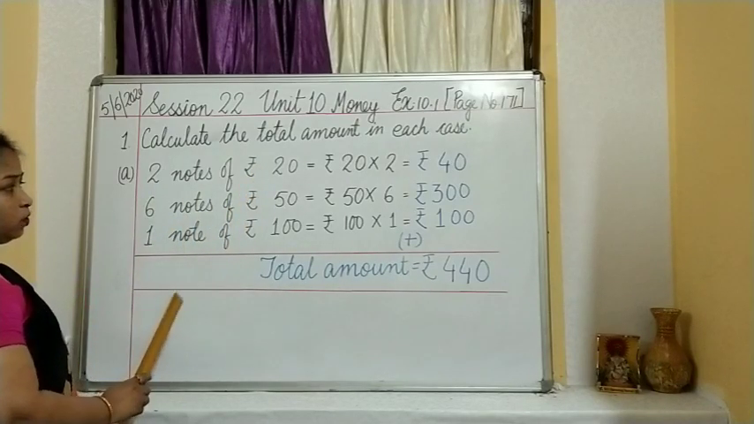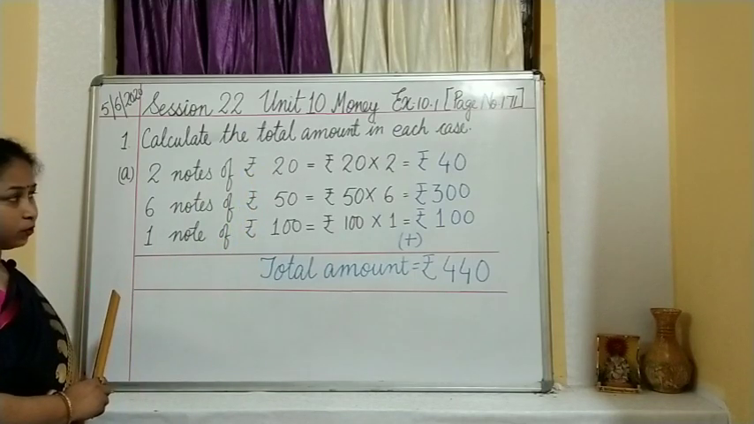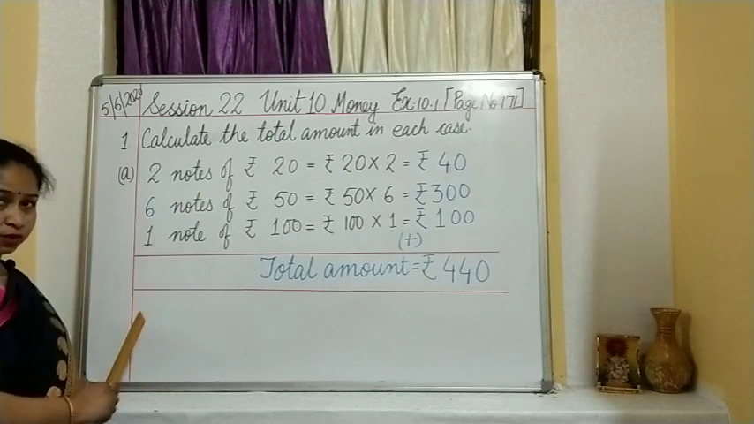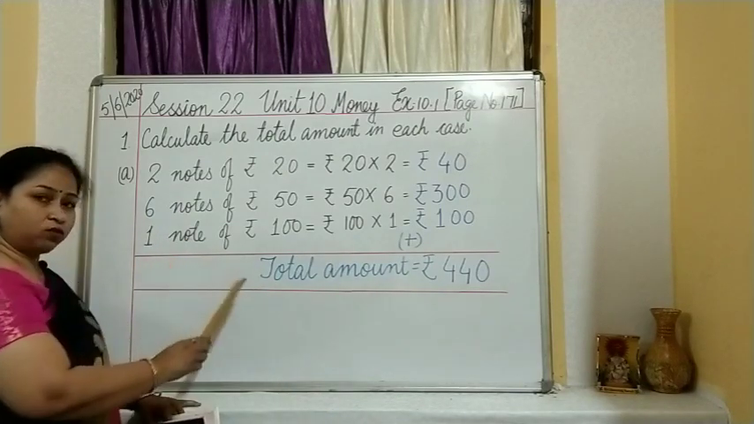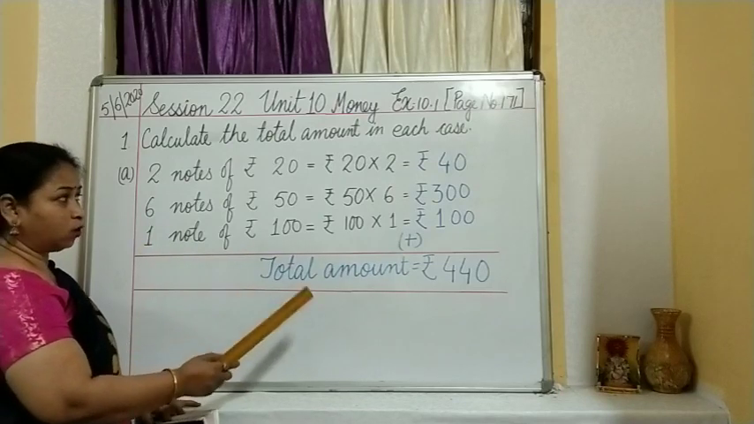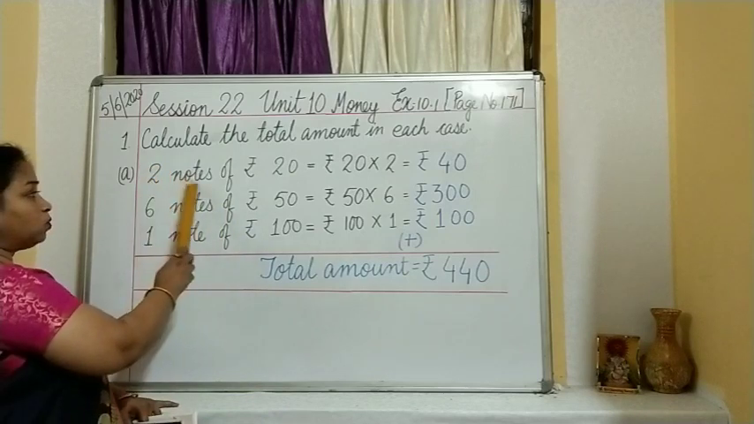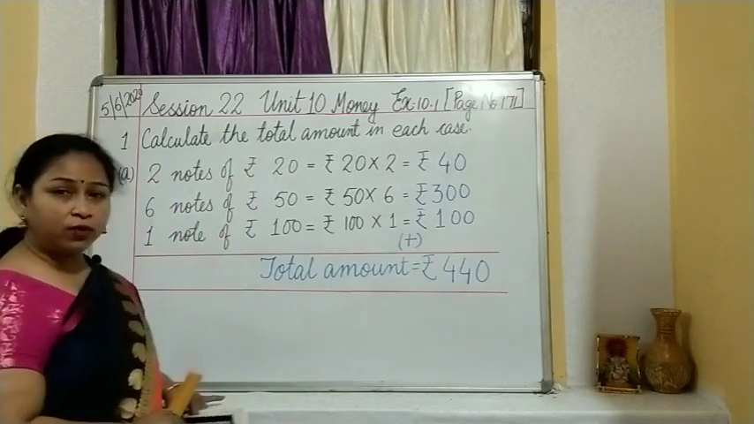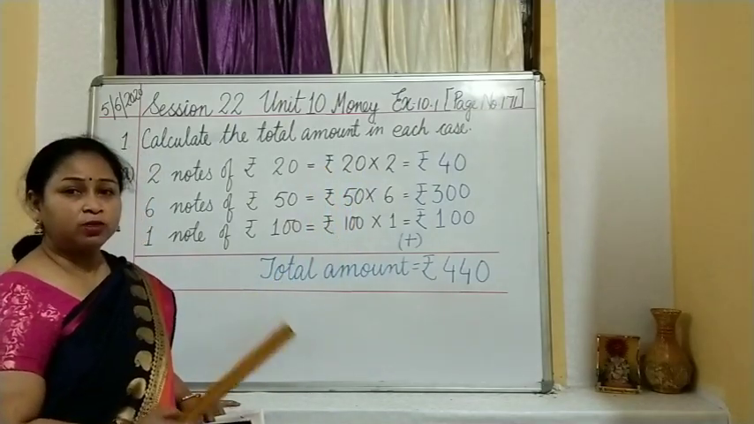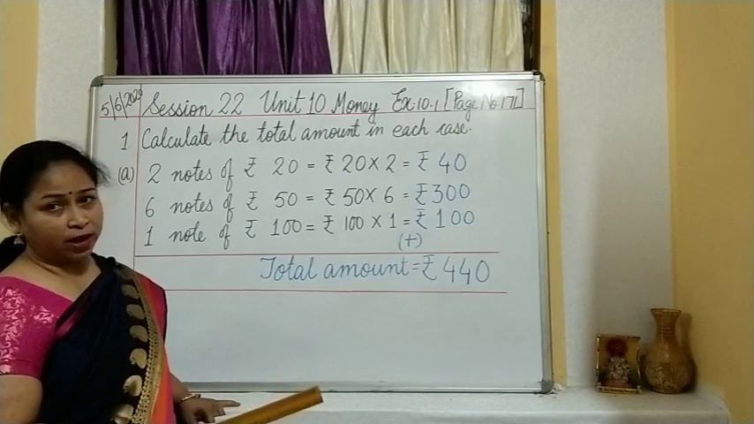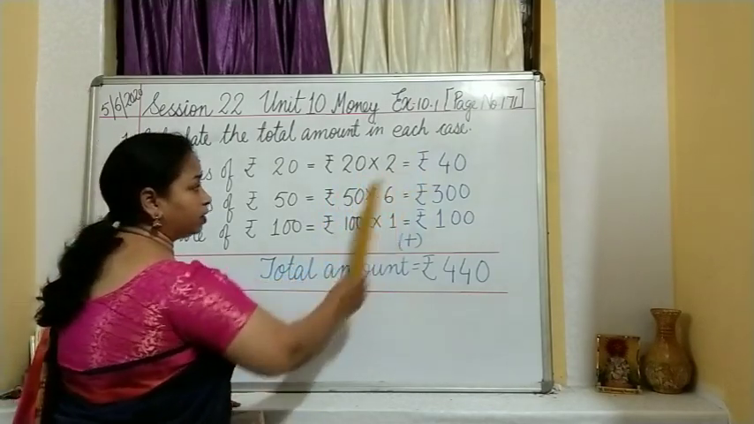Now as you can see, I have arranged them in ascending order. You can do it this way, either ascending order or descending order. Once you have got the question and arranged them, now let us get the value of it. If you are having 2 notes of rupees 20, what will you get? Rupees 20 multiplied by 2. 2 notes of rupees 20 means 20 and 20, either you add up or you multiply by 2. So 20 multiplied by 2, you will get 40.